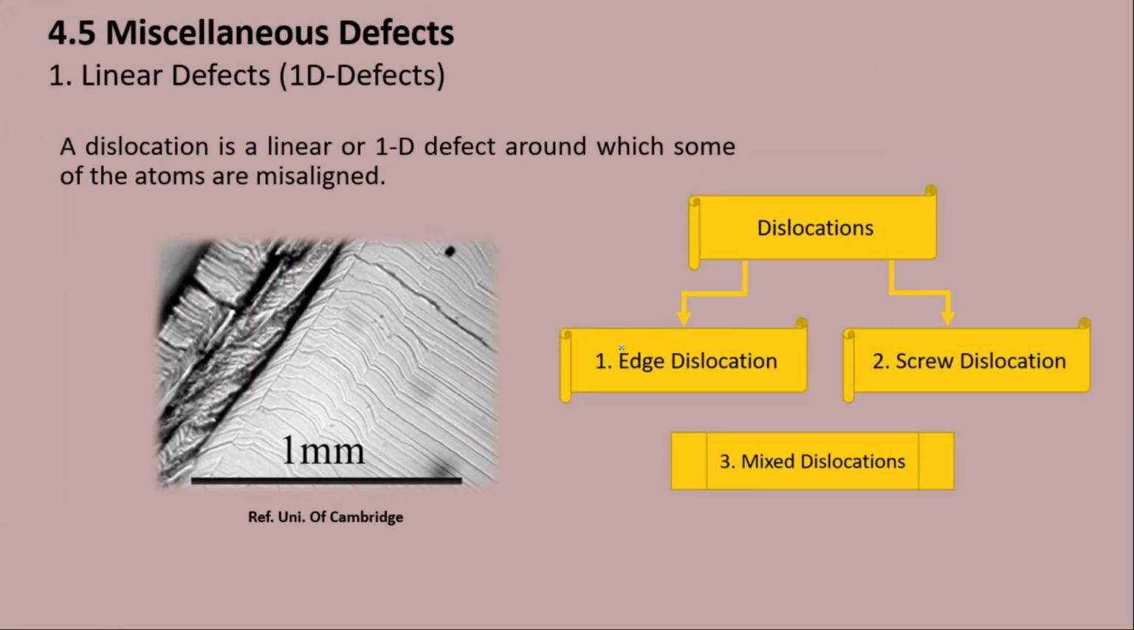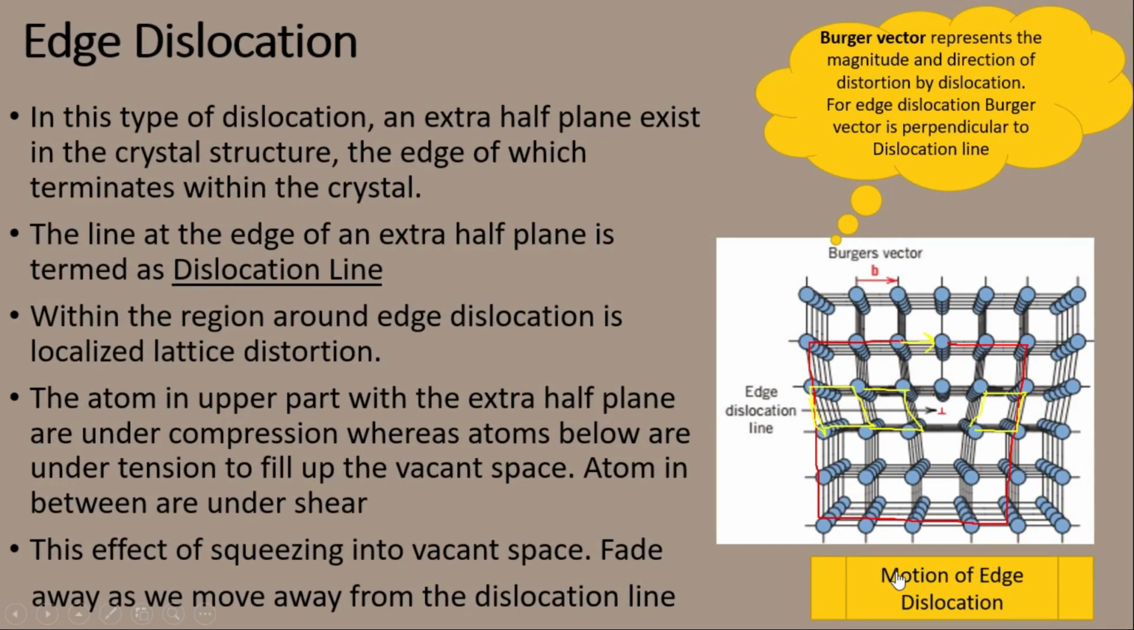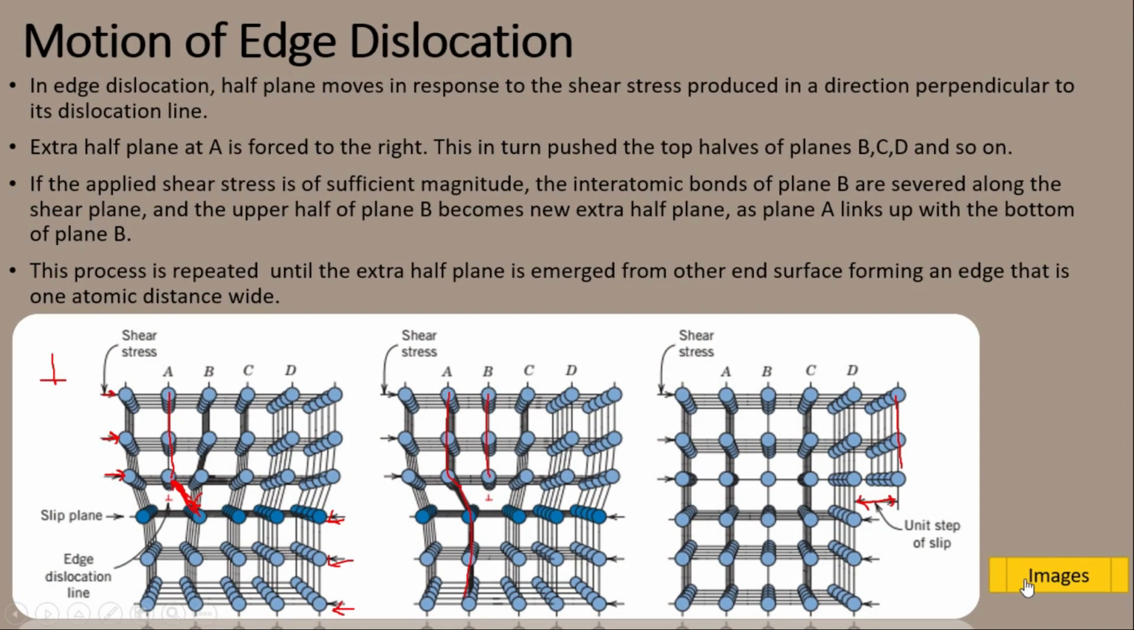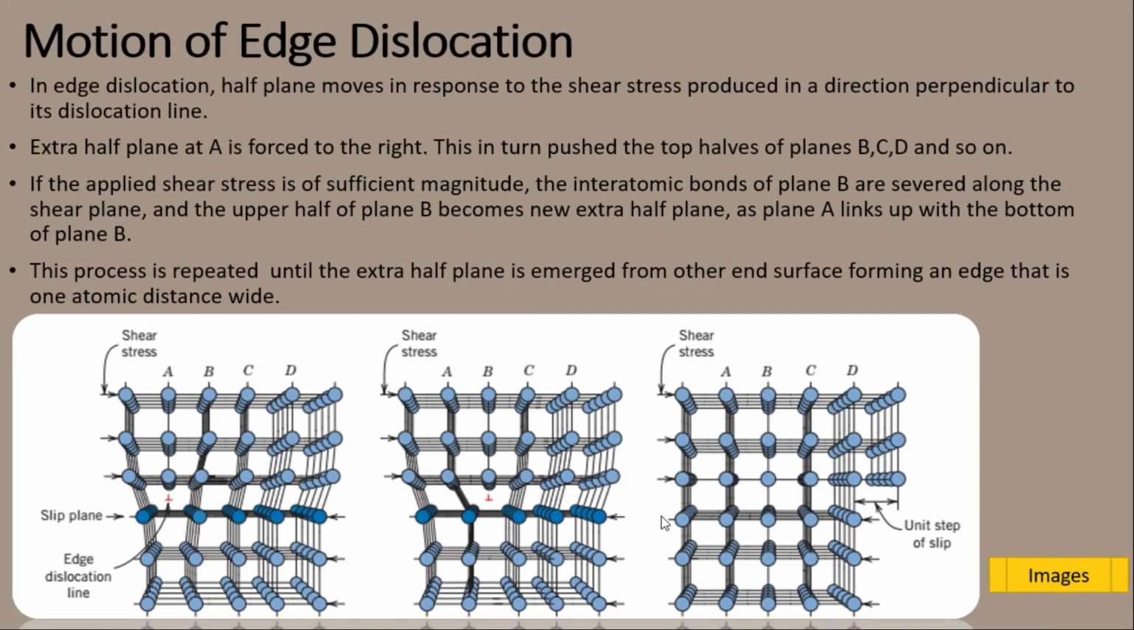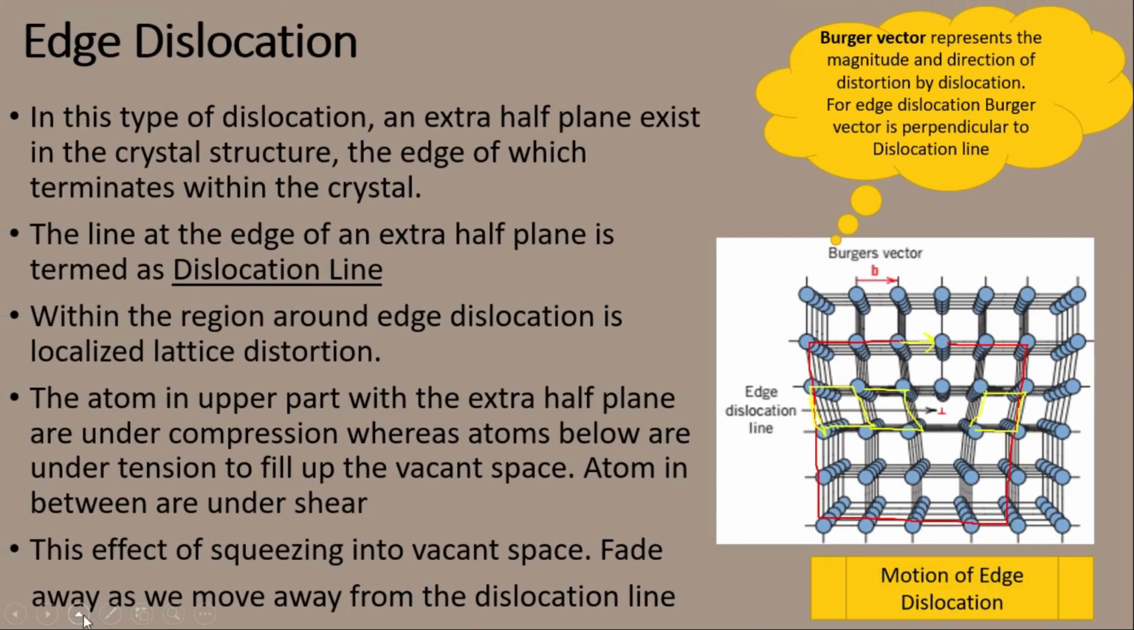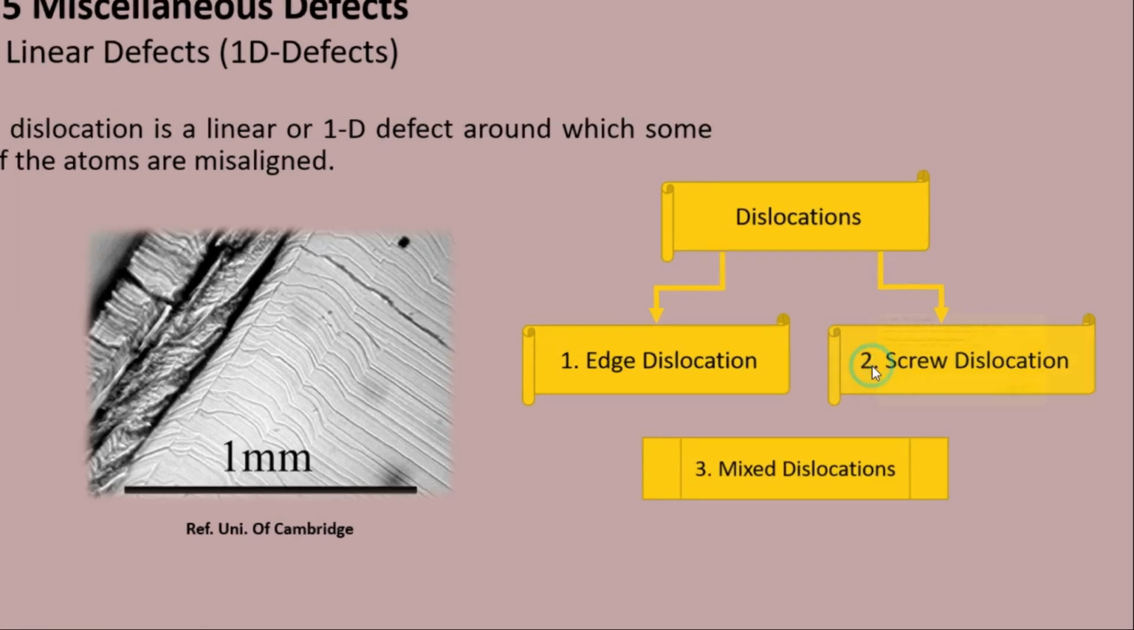I'll just show you some image for this one so that you have a clear idea. When the extra half plane was moving towards this edge, it emerged from this edge like this one. So we have some extra volume here. This depth was an atomic distance, like we previously saw here. That was an atomic distance here. The same is the case in screw dislocation.